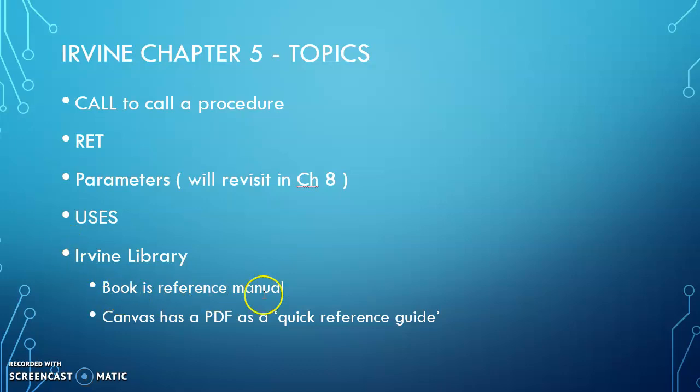The book itself is really meant to be the reference manual for the Irvine library. What the book has is a description of the parameters and the output that the procedures have, and one example. What I have up in Canvas is a quick reference guide that just lists the inputs and the outputs, and doesn't necessarily have the examples. And that's enough for an overview.